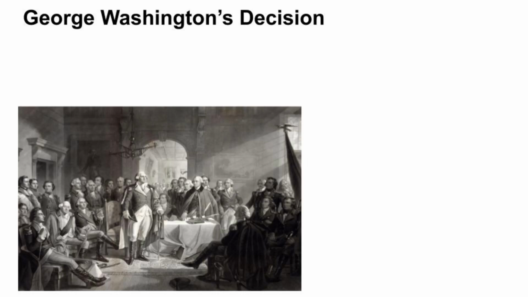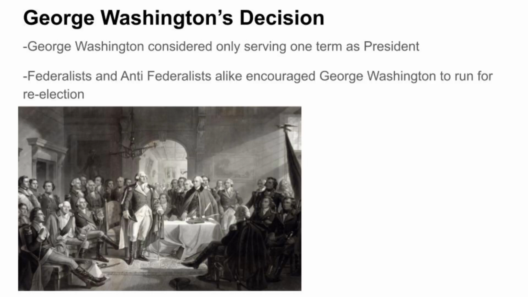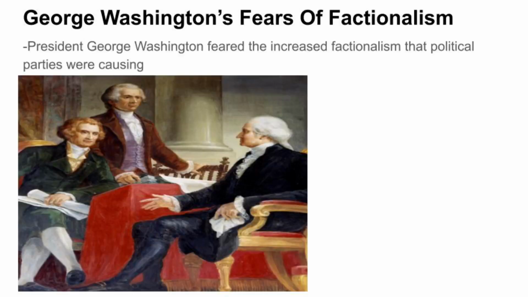Originally, Washington considered stepping down after serving his first term as president, but after both sides encouraged him to run for a second term, he decided it was for the best, as he feared the increasing factionalism growing within the country as a result of political parties.